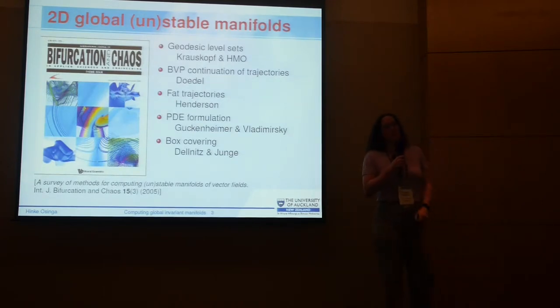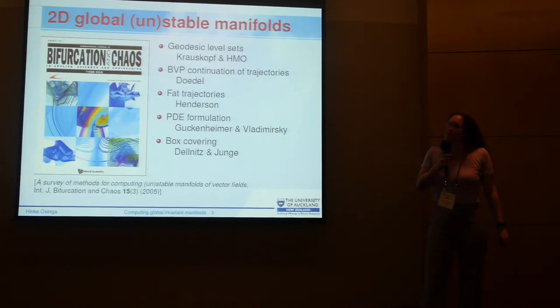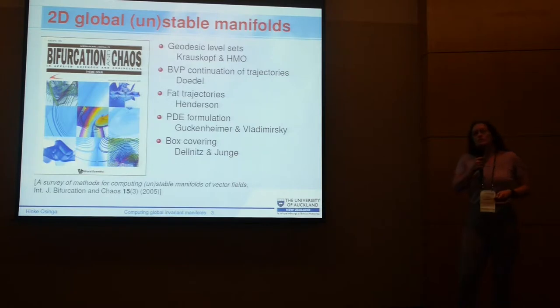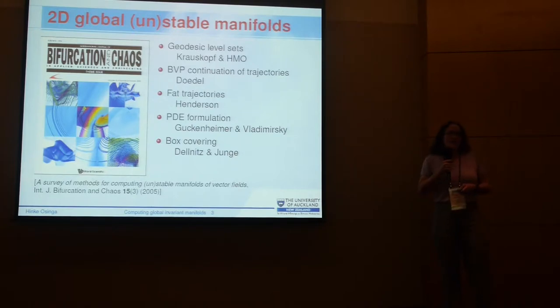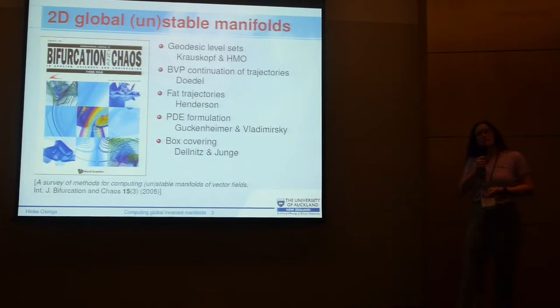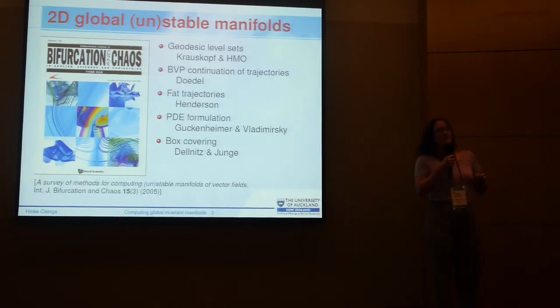Now, there are many people who have worked on trying to compute invariant manifolds, and in particular on two-dimensional manifolds. There is a very nice survey article that uses the Lorenz equations as the test example. These methods tend to be generalizable to higher dimensions, but here the focus is really on this R3 setting. There are several groups. The one that has my name associated with it is with my long-term collaborator Bernd Krauskopf, and we use geodesic level sets. That's the example that you saw on the previous slide, where the manifold is grown nicely in circular concentric rings.